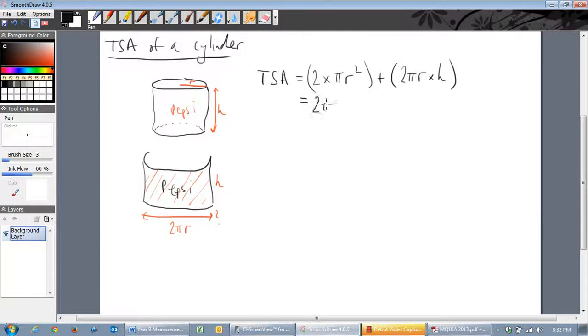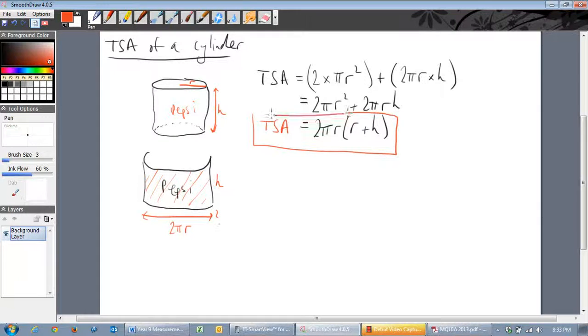So we can write this as 2 pi r squared plus 2 pi r h. And there's a common factor of 2 pi r here, which makes it a little bit simpler. In actual fact, you can take 2 pi r out, r plus h. And that's probably, if you're working it out, your best formula to use. Total surface area equals that.